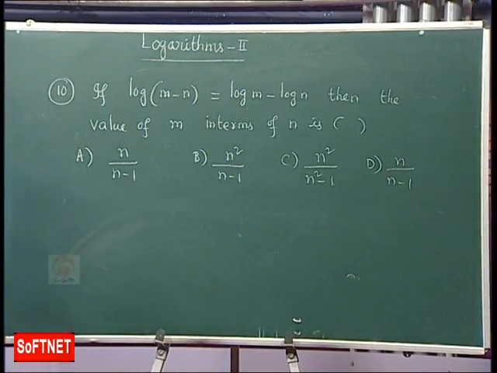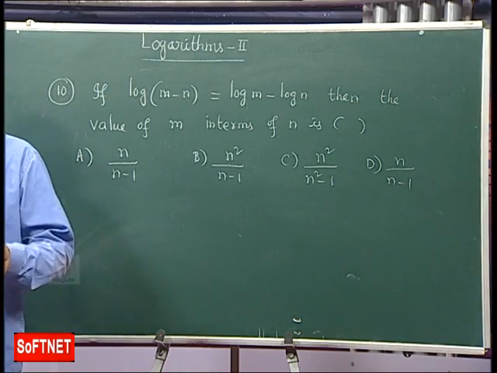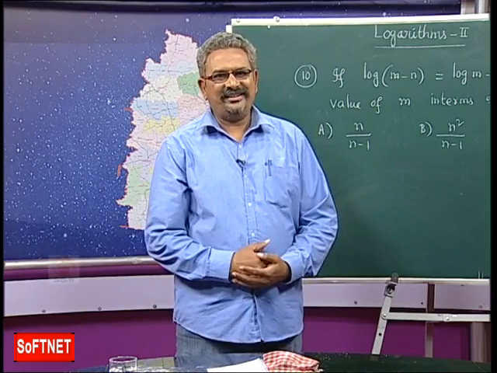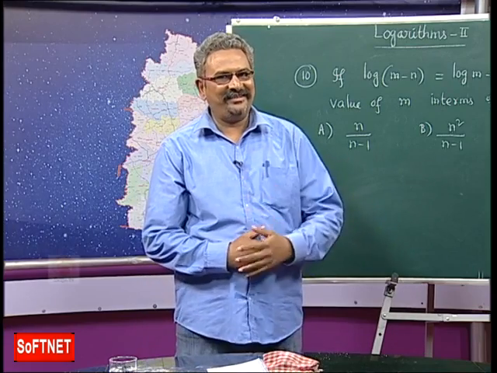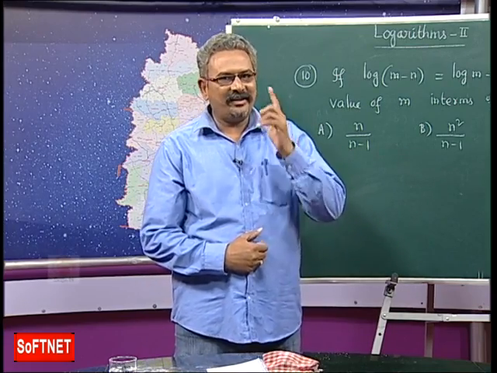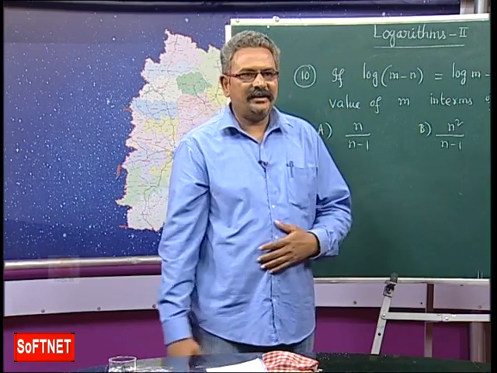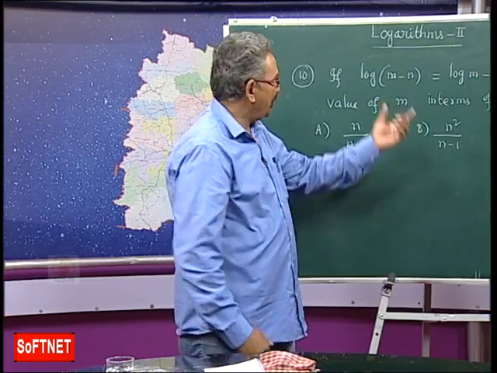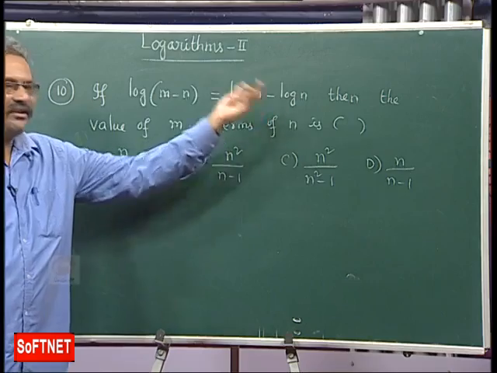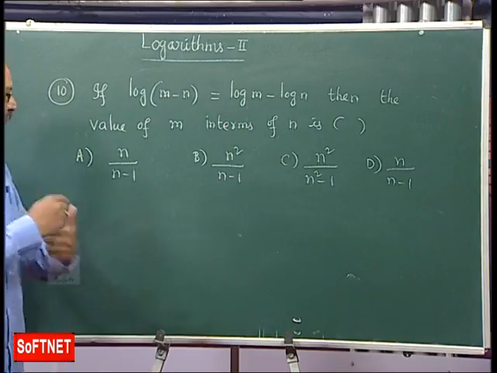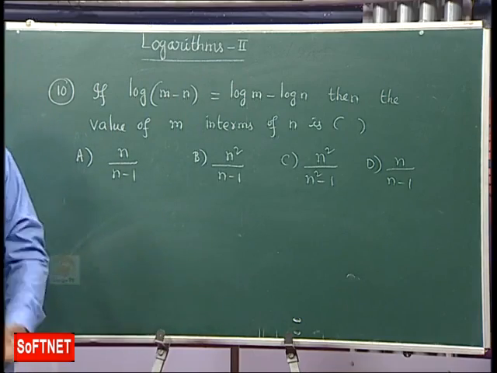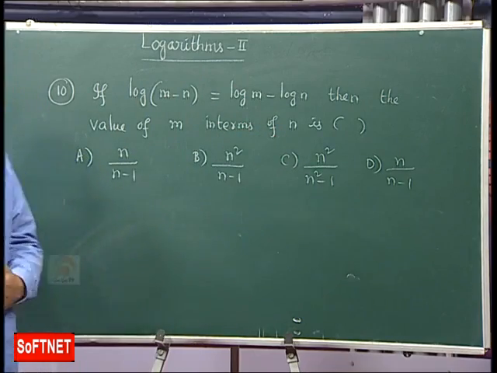Okay. In general, log of m minus n is not at all equal to log m minus log n. Log m minus log n is equal to log m by n, we know. But the problem is given that if suppose log of m minus n is equal to log m minus log n, we have to express the value of m in terms of n. Okay, let us try.